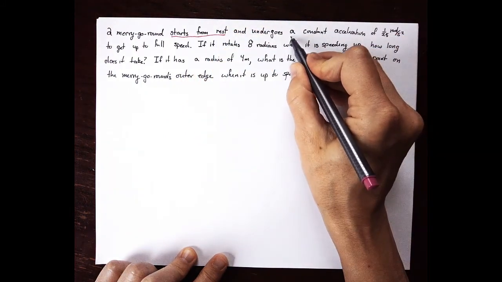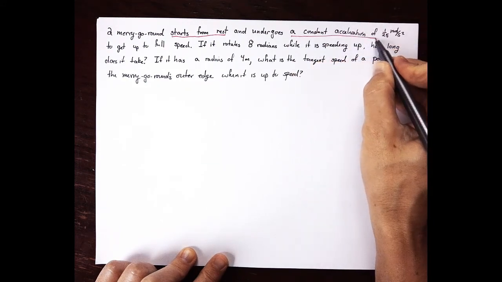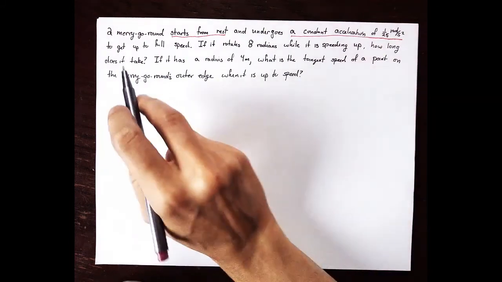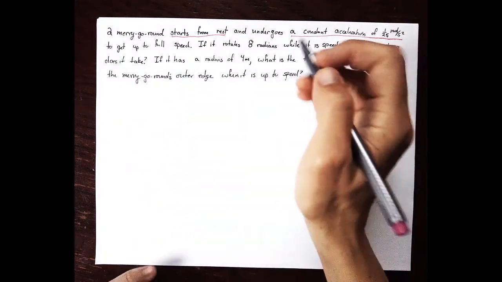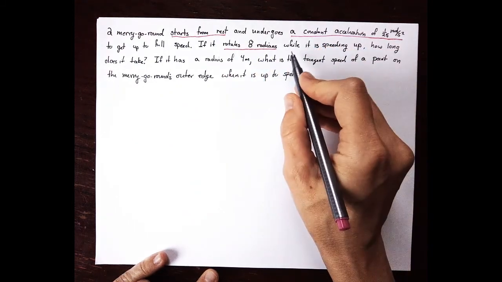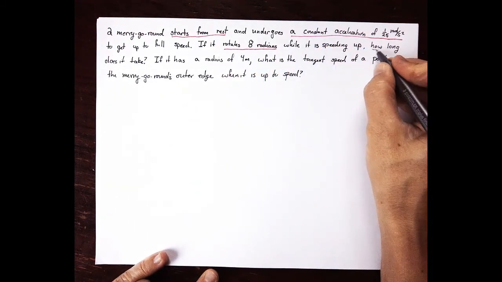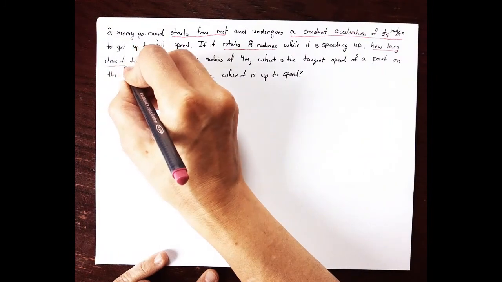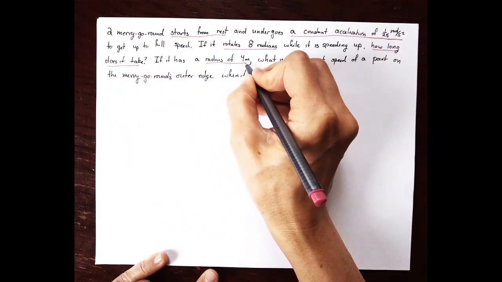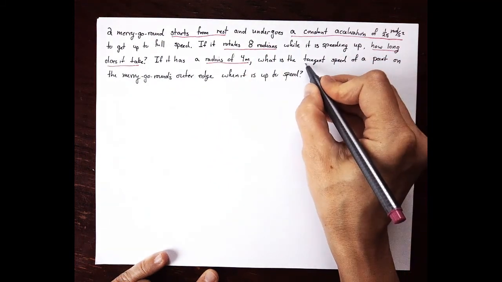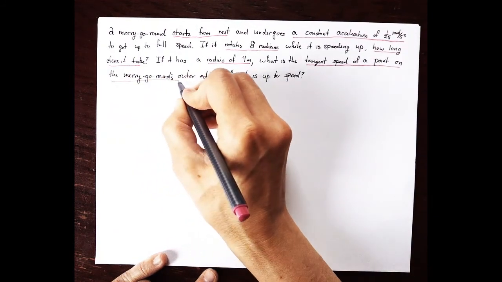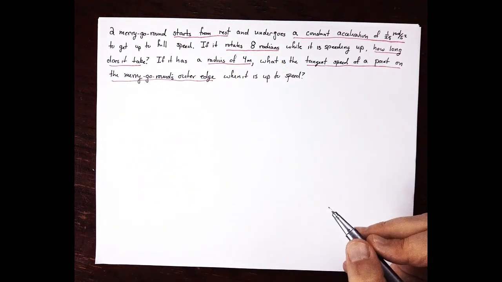It undergoes a constant acceleration of 1/25 radians per second squared to get up to full speed. If it rotates 8 radians, that also seems important, while it is speeding up, how long does it take? That's one of the things we're trying to answer. And if it has a radius of 4 meters, what is the tangent speed of a point on the merry-go-round's outer edge? So that's another thing we're trying to answer.